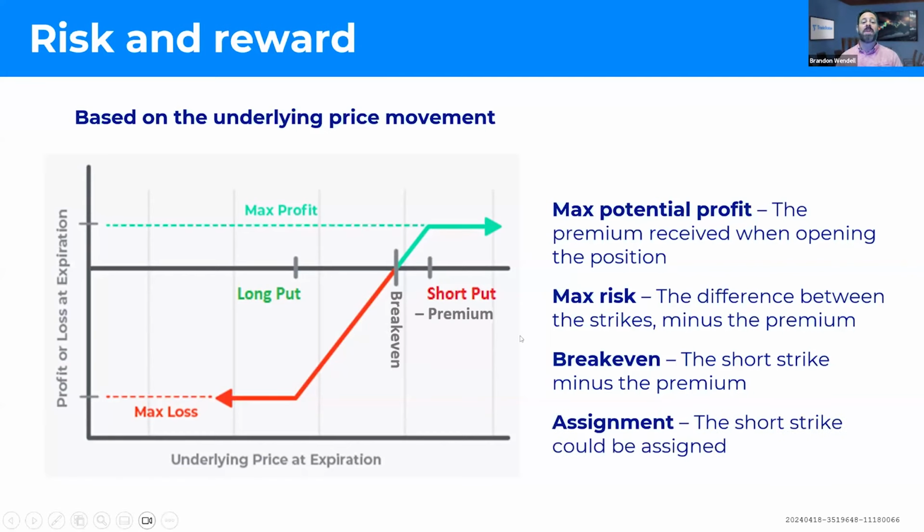Oh, and one more thing, this is pretty important as well. Whenever you sell an option, you basically take on what's called assignment risk. What that means is you could be assigned and required to fulfill your contract obligation. Remember, you sold a put.